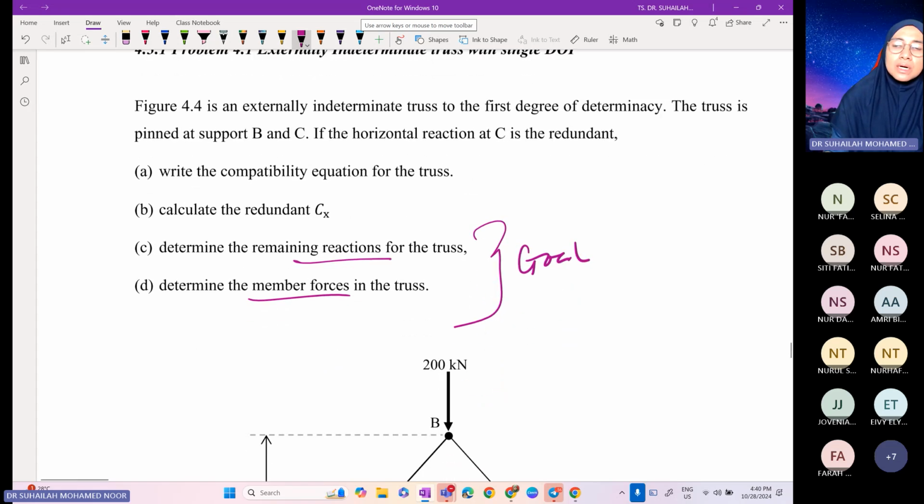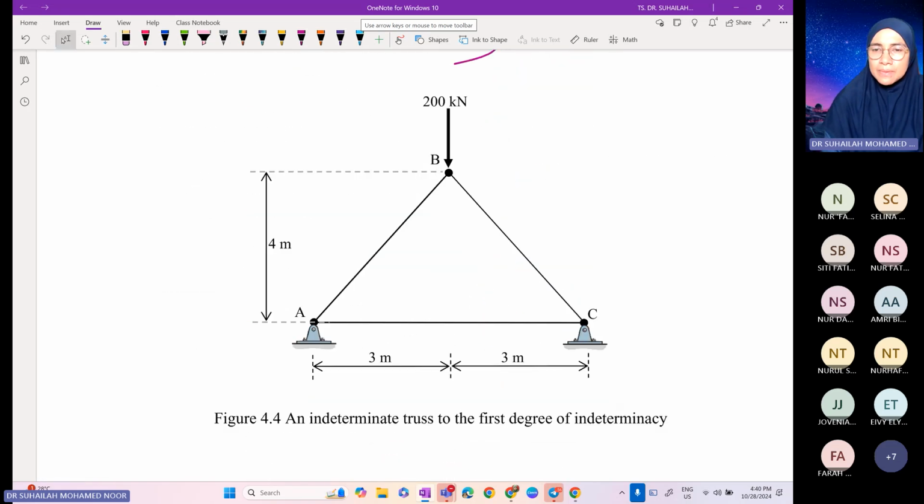Okay, this is just a simple truss. This is the actual truss. This truss has 2 pin supports. If we check the DOI, it is M plus R minus 2J. M is 3, R is 4, J is 3, so we get 1 here.